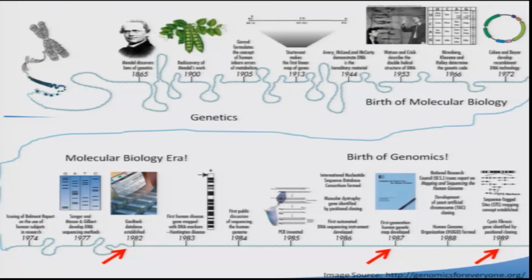So, this has led to a new era that you call genomics, the birth of genomics. And in 1989, the first successful discovery of a gene causing a human disease without knowing the function of the gene. This is called positional cloning. That led to the discovery of the gene for a disease called cystic fibrosis. So that is the first one.